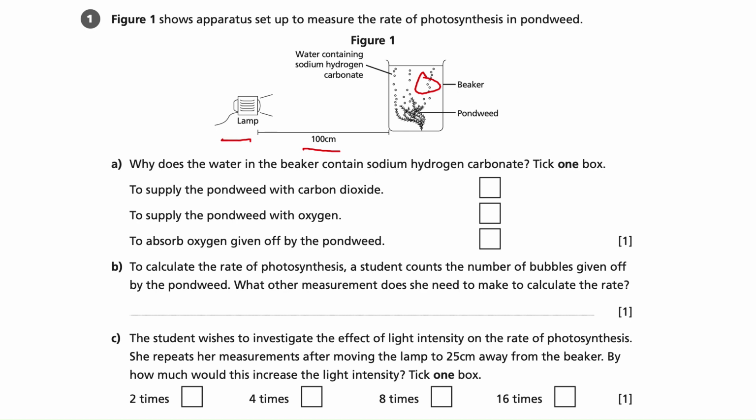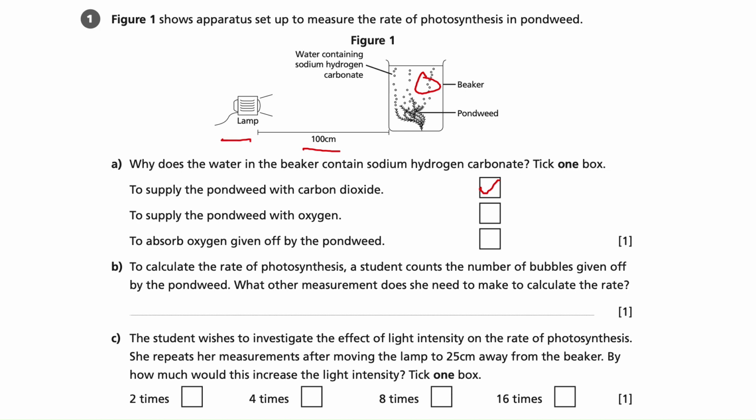Part A, why does the water in the beaker contain sodium hydrogen carbonate? Tick 1 box. So, we actually know the answer to this already just from looking at the figure earlier. So it is to supply the pondweed with carbon dioxide. Now, even though we know that's the answer, let's check to make sure the other two options aren't correct. So to supply the pondweed with oxygen, well, no, sodium hydrogen carbonate wouldn't do that.